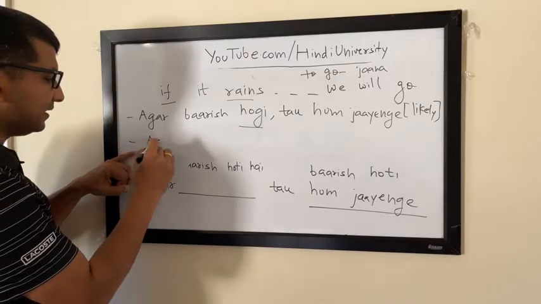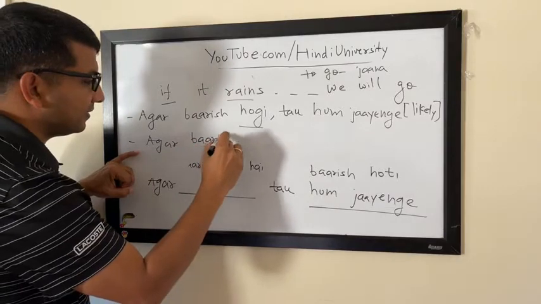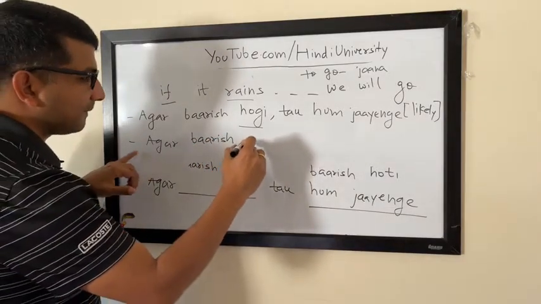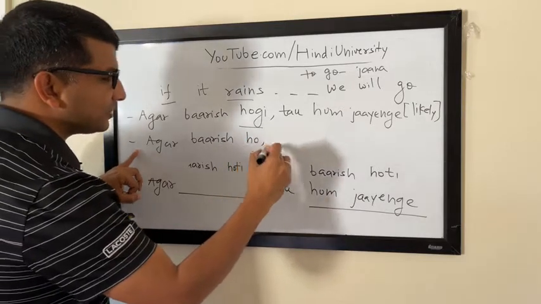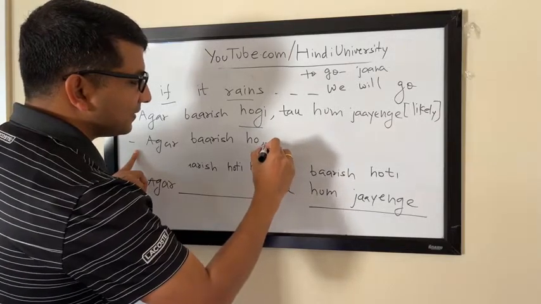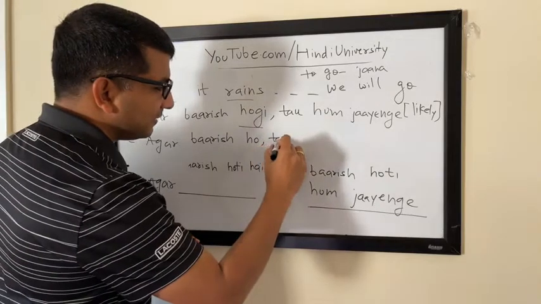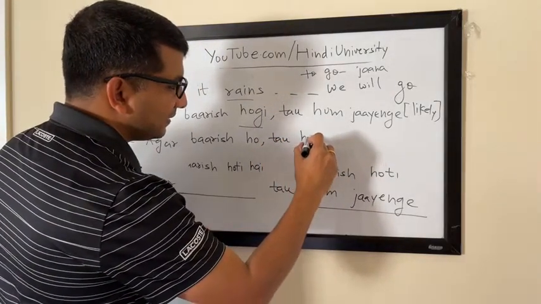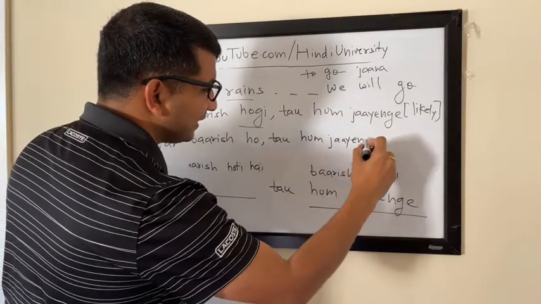Agar barish. And you've told us that to form the subjunctive, we simply remove the ending from the future form of the verb. So, agar barish ho. Very good. Then our construction, agar to, is the conditional construction. So, to, and then the future indefinite for the second clause, which would again be ham jayenge. Very good. Agar barish ho, to ham jayenge.